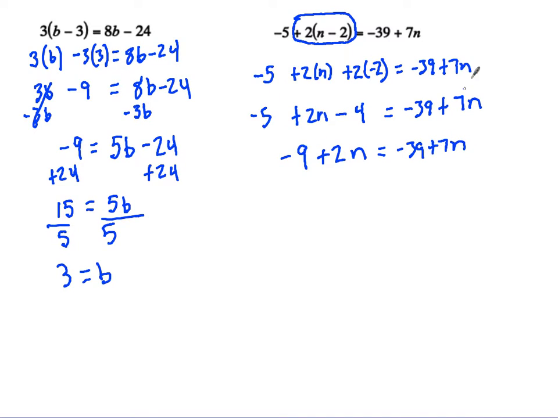So we had to do all that work just to get us to this point where we're used to working with these equations. This is what we're used to now, right here. So it took me several steps to get there before I could even be ready to start solving the equation. So now look at the variable terms. I have a 2n and a 7n. I would rather subtract 2n than subtract 7n. So minus 2n. This will be negative 9 equals negative 39 plus 5n.